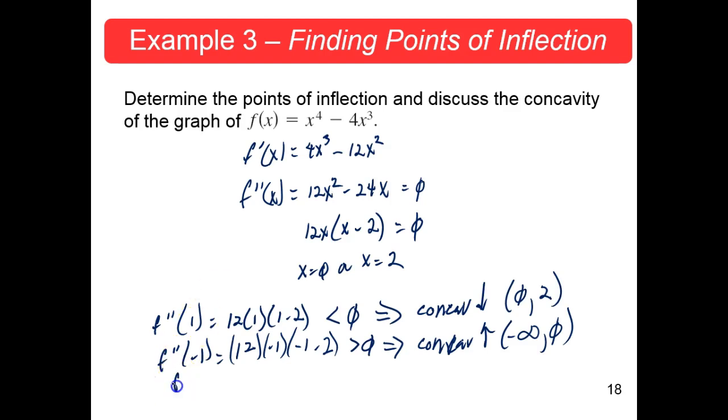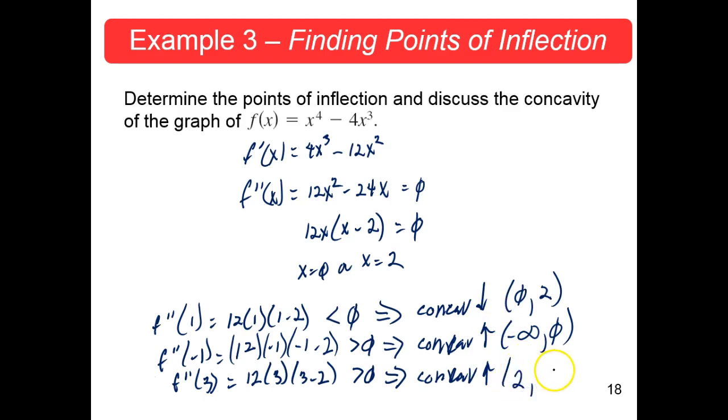Let's try 3. F double prime at 3. And at 3, 12 is still 12. X is now 3. And this is 3 minus 2. What can you tell me there? This is positive. So that implies what? Concave up from where? 2 to positive infinity. Okay. So, what can you conclude? Are these inflection points?